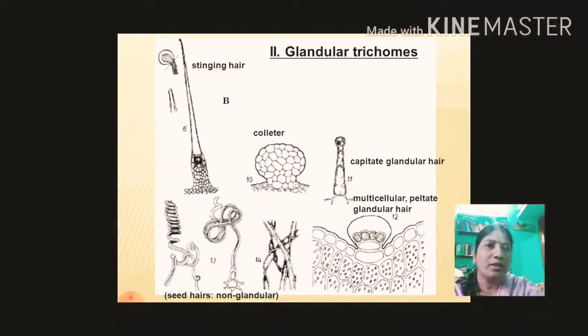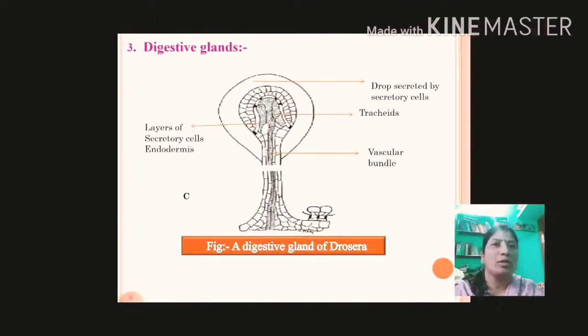What is meant by stinging hairs? Just discuss these structures. The diagram shows the elongated hair, along with non-glandular hairs, non-glandular multicellular hairs, and glandular hairs. The stinging hairs are of great importance.